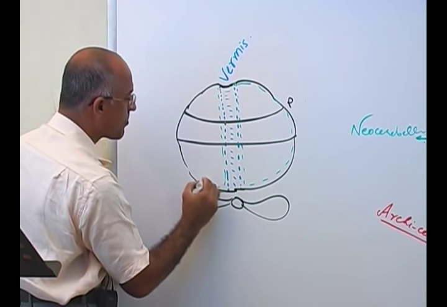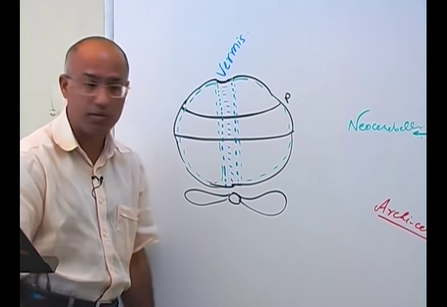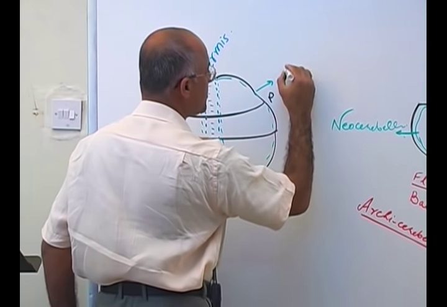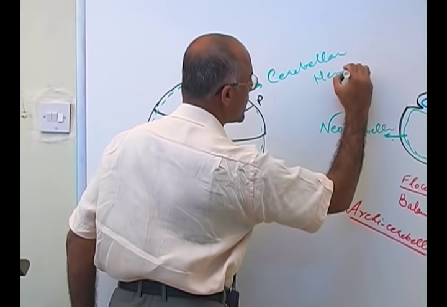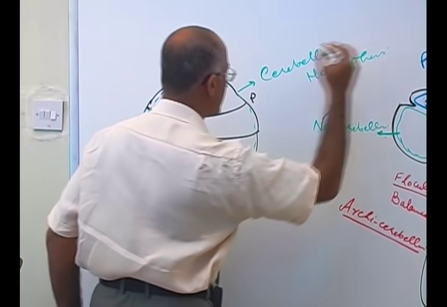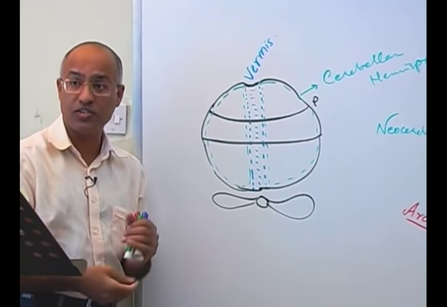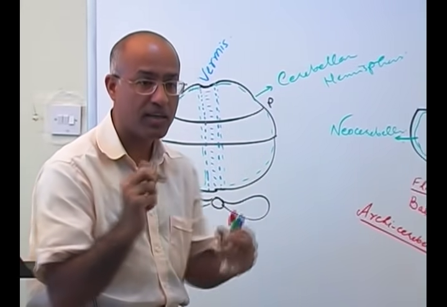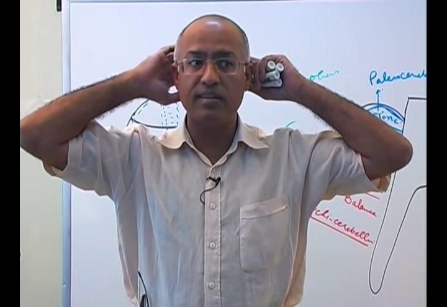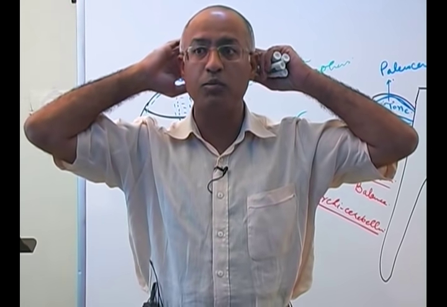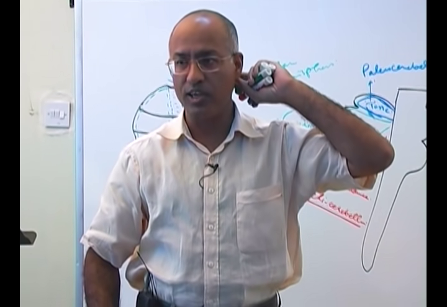Cerebellar hemispheres. Hemisphere. So of course there is one right and other left. Cerebellar hemisphere. One thing which is very important to remember, cerebellum controls the balance and posture and coordination of the movement ipsilaterally. Write it down.